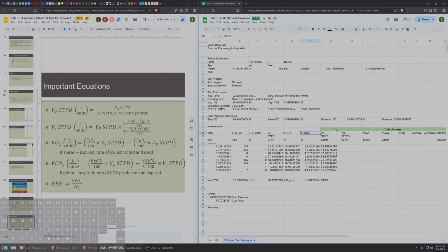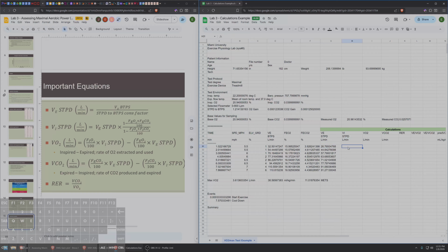Some of these things are in a different format. There we go. It just looked a little funky. All right, so we have our VEs. The VE, standard temperature pressure dry, is always less than body temperature pressure saturated. So the volume in liters per minute, the rate, is always lower. So that's an easy indicator of, oh, all right, I got the right numbers.